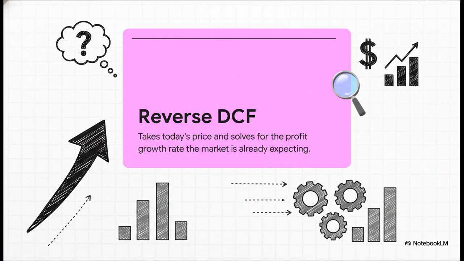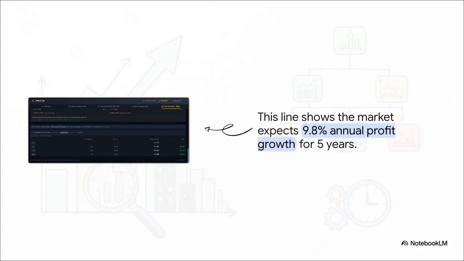See, instead of you trying to guess a growth rate to figure out a fair price, it does the opposite. It takes today's actual price and tells you, hey, for this price to make any sense, the market is betting that the company will grow its profits by this much. It's like finding the market's secret expectation price tag. So here it is in action. For a company like Affle India, the tool shows that the current stock price implies about a 9.8% annual profit growth.